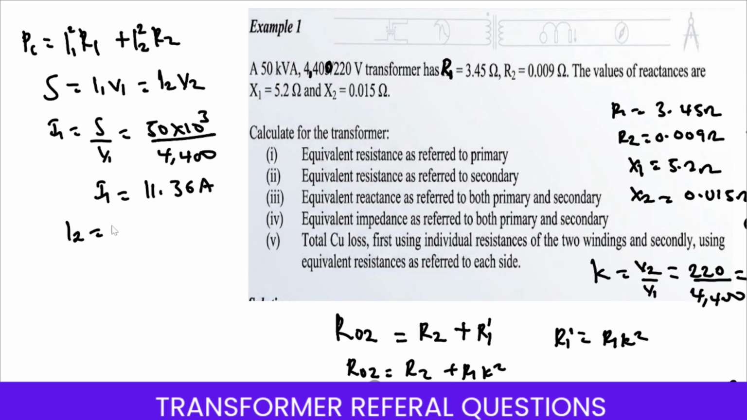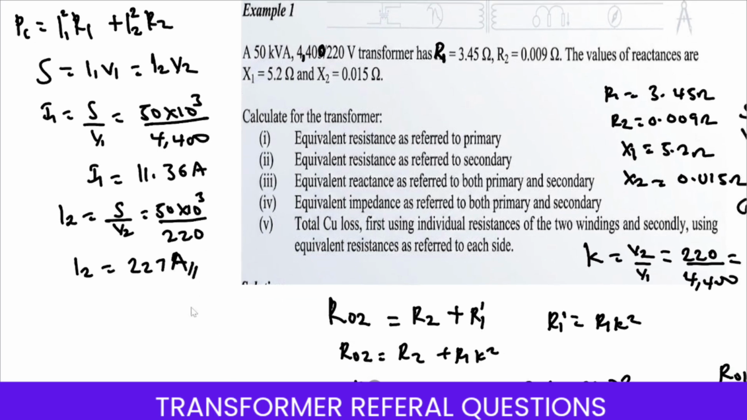Now let's move on to the value of I2. Here we get I2 to be X over V2, which is 50,000 divided by V2, which is 221 volts. It means that the value of I2 will now be equal to 227 amps. Now after getting this, we can proceed to find our copper losses.